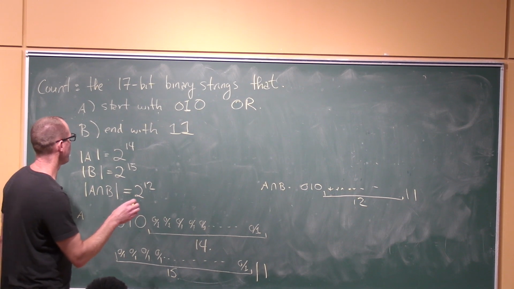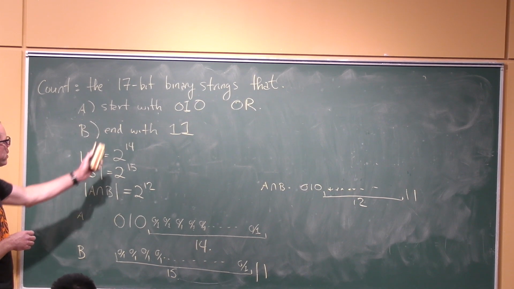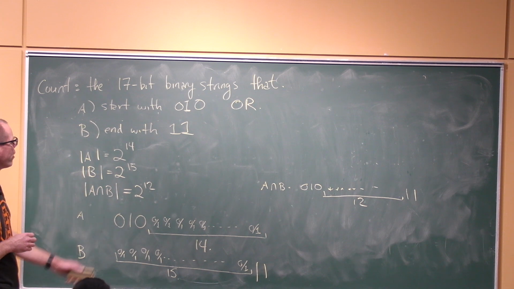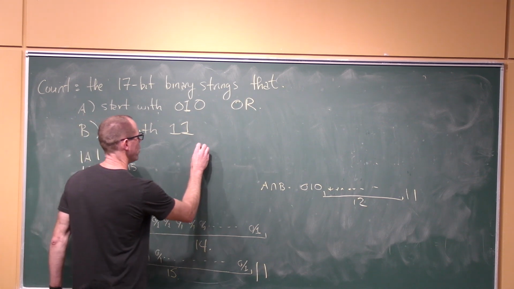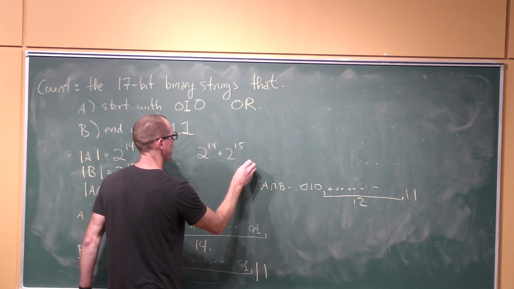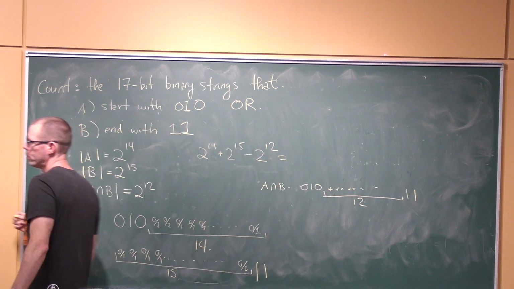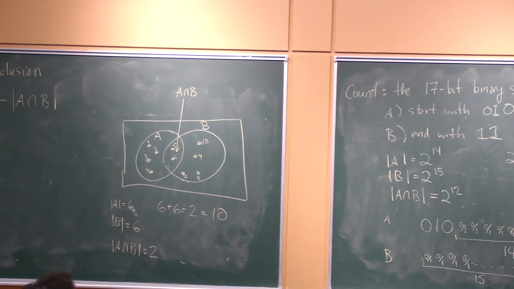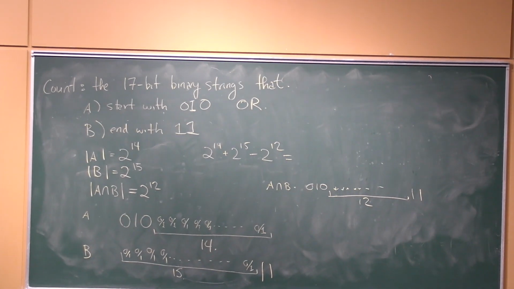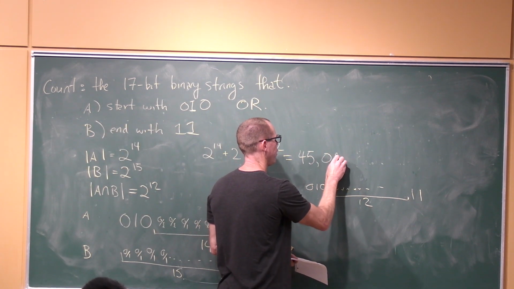So then the answer is the number of 17-bit binary strings that start with 0, 1, 0 or end with 1, 1 is 2 to the 14 plus 2 to the 15 minus 2 to the 12, which is 45,056.